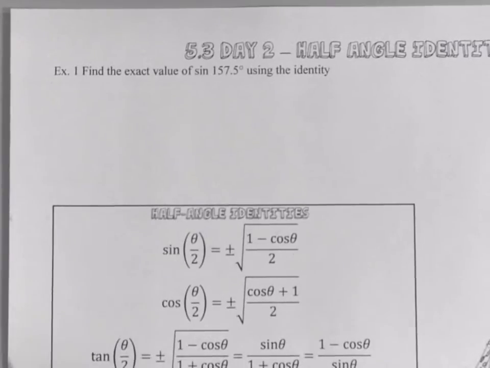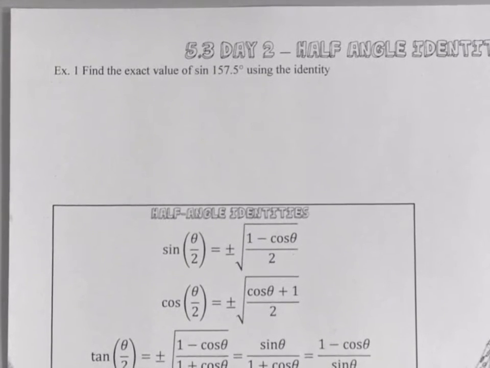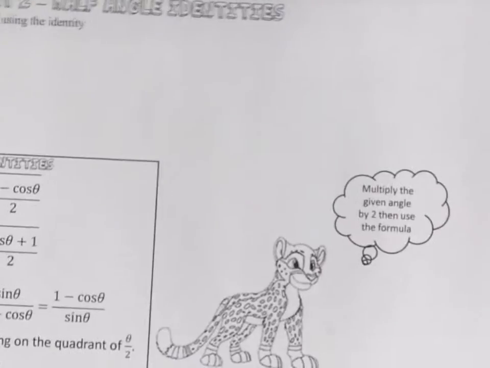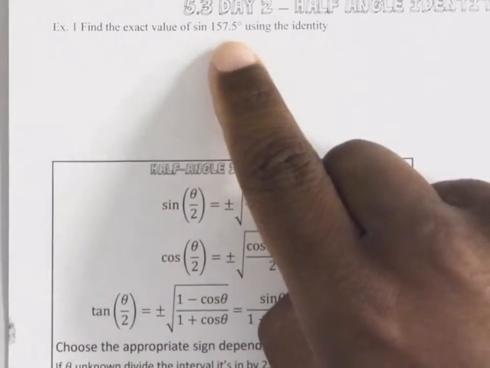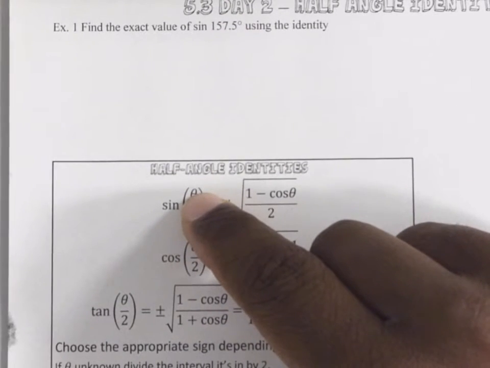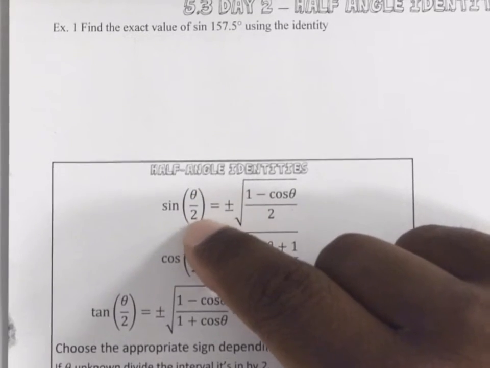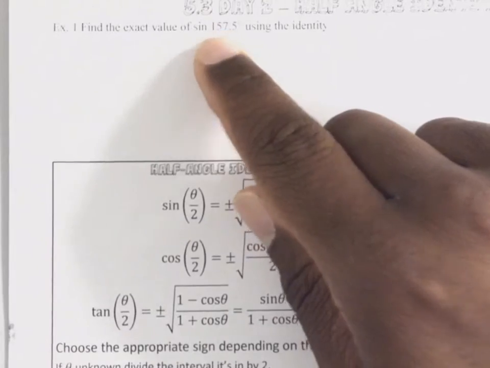So if I look at this angle that I'm given, we want to find sine of 157.5. Is that on my unit circle? No, it is not. So I can't just give the exact value. I need a formula to be able to find that. So what you do is when you have these angles, you're going to multiply the given angle by 2. And then you'll be able to use the formula. So this angle is theta. To use the formula, we're going to have some number divided by 2 that comes out to equal theta. So the way we find that is we multiply this by 2.